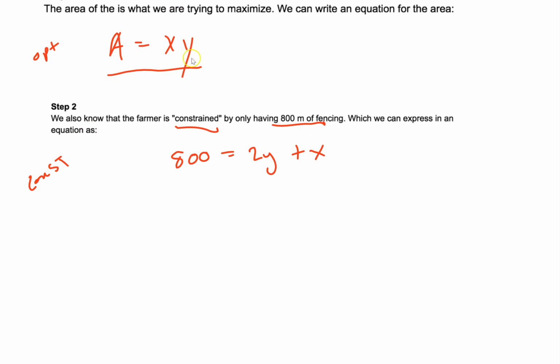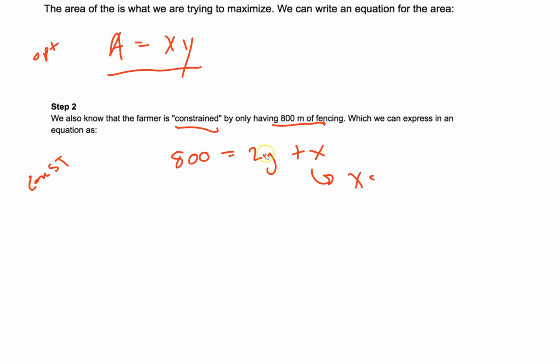So again, we're trying to optimize this, and it has two variables, so I need another equation. Luckily, they gave us a constraint, so they gave us this. And all we need now is algebra. I don't want two variables here, I want one. So solve for a variable here. Easiest way to do it is solve for x. Sometimes it might be y. It doesn't really matter which one you solve for.